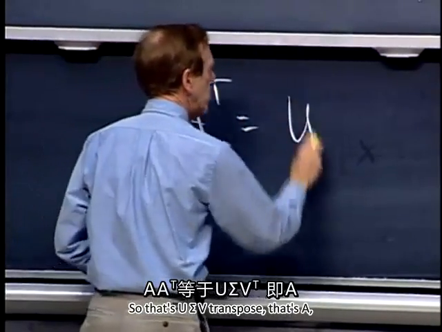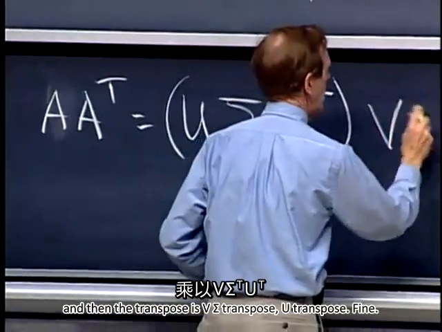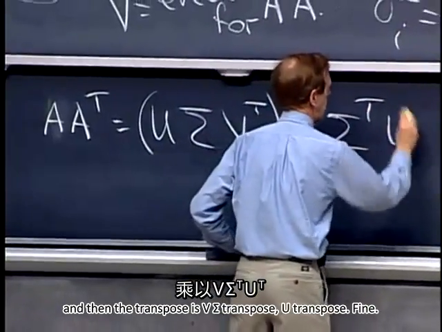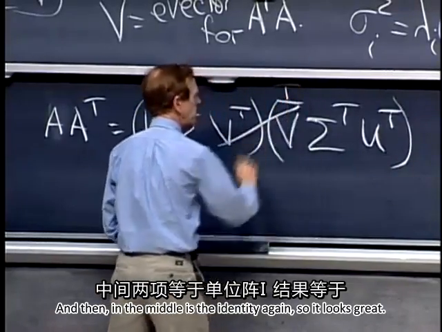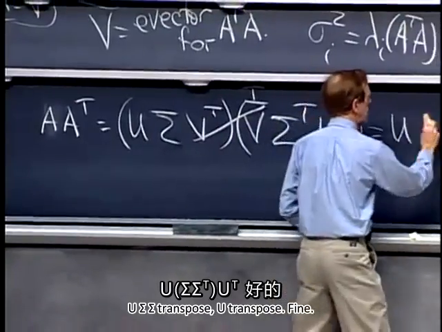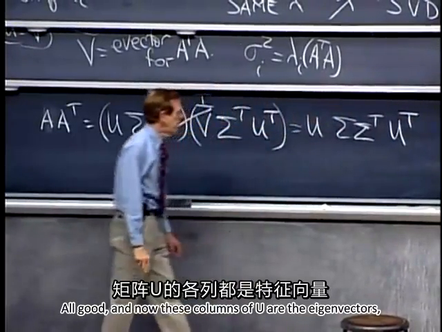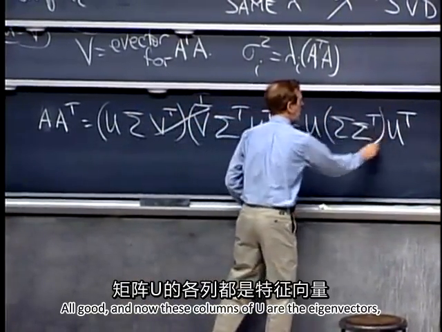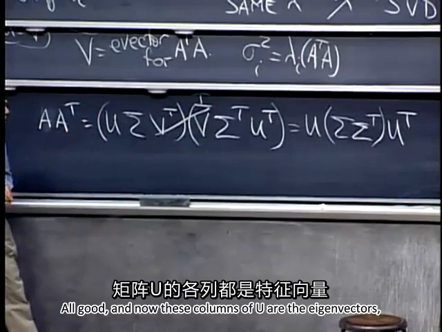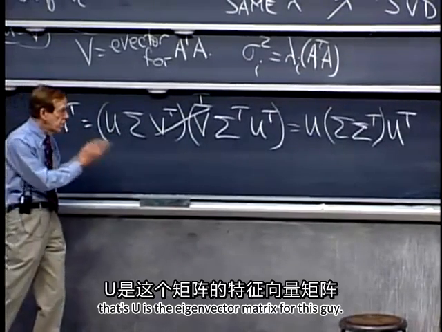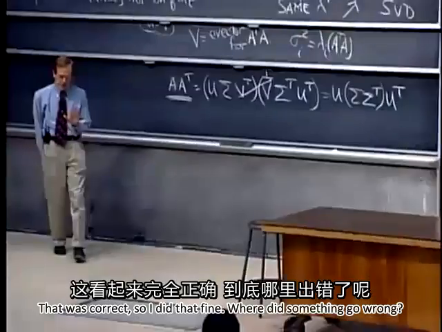So that's U sigma V transpose, that's A. And then the transpose is V sigma transpose U transpose. Fine. And then in the middle is the identity again. So it looks great. U sigma sigma transpose U transpose. All good. And again, now these columns of U are the eigenvectors. U is the eigenvector matrix for this guy. That was correct. So I did that fine.